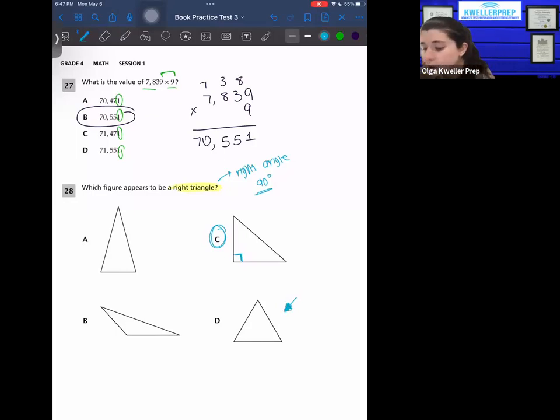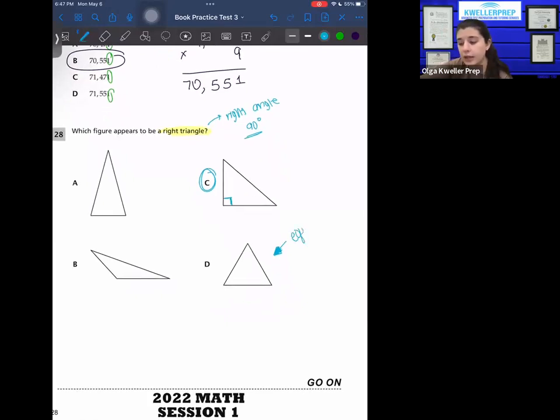Choice D to me looks like it's equilateral. Again, these aren't necessarily drawn to scale, and I could be off a little bit, but just to review that language, equilateral means that they're all equal, right? All sides are equal, all angles are equal. So that's what choice D looks like to me. It looks like an equilateral triangle.